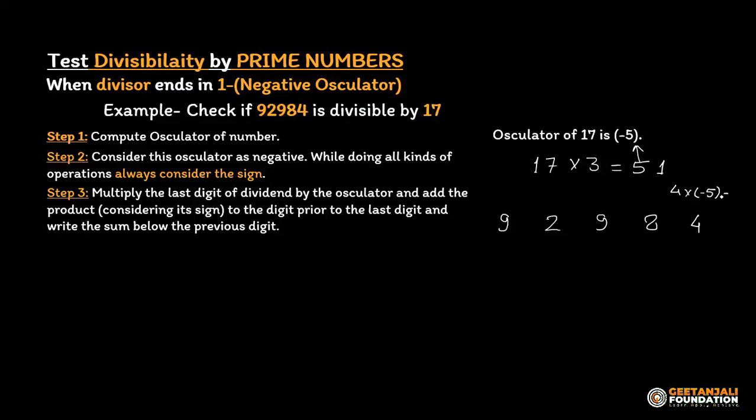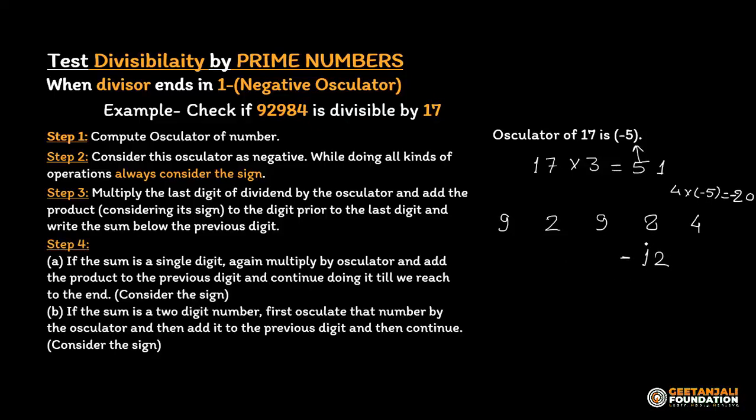4 multiplied with minus 5 gives you minus 20. Minus 20 plus 8 will give you minus 12. Now this is a 2-digit number, and I told you these 2 digits separately will be considered as negative digits. So to oscillate this, we will multiply minus 2 with minus 5, which gives you 10. So here 10 minus 1 is 9. Plus 9 will give you 18.